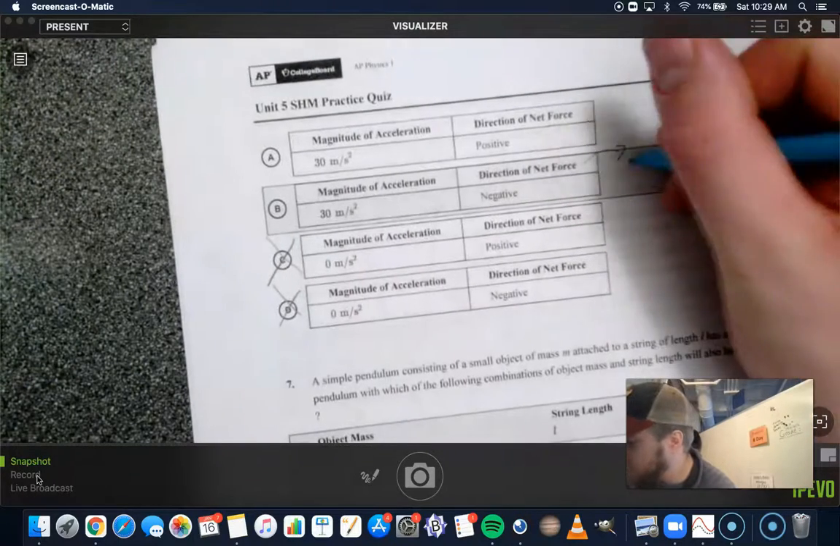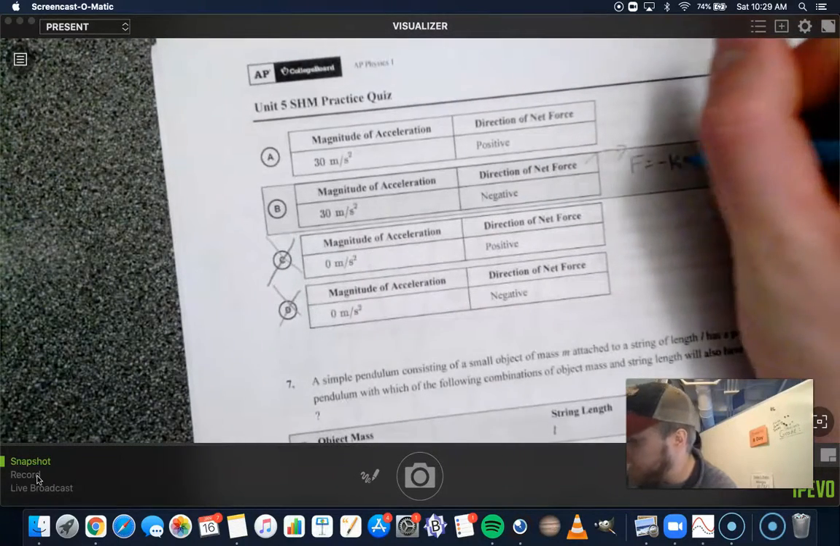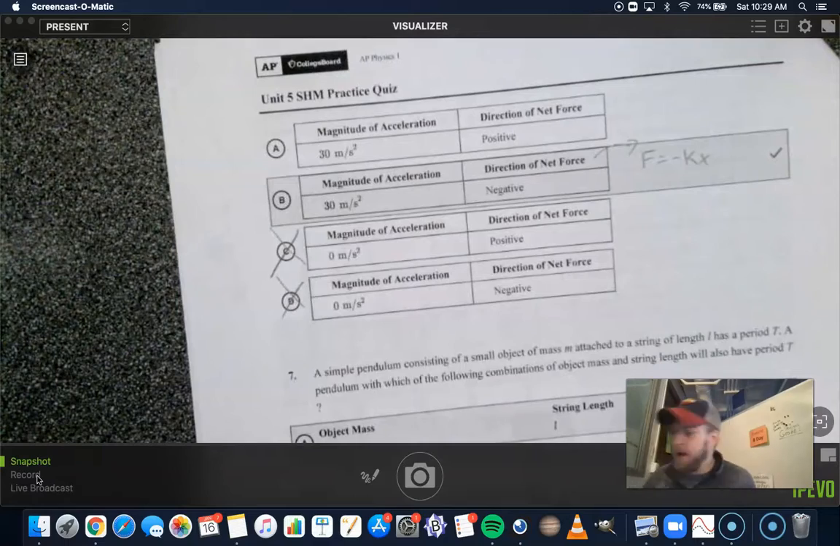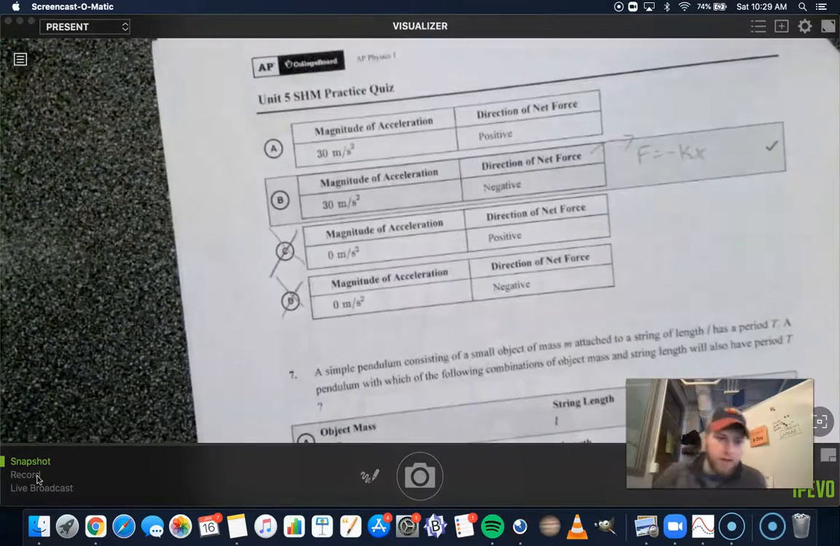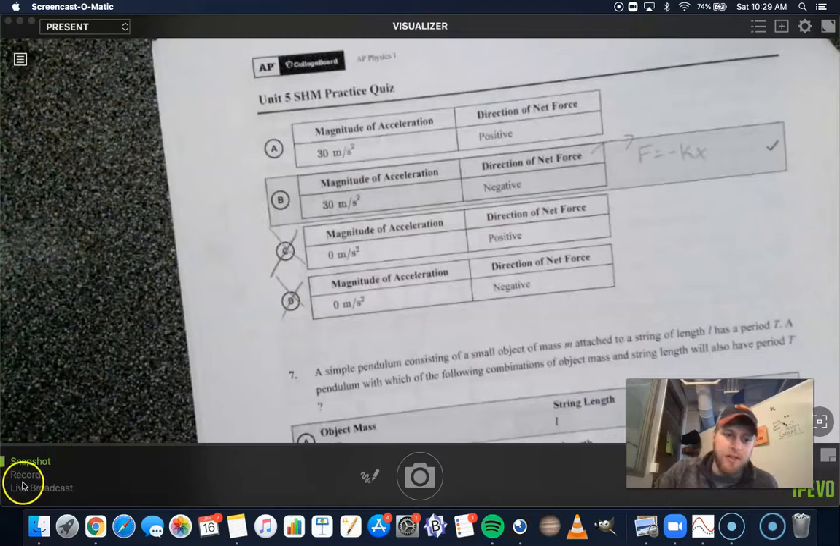This thing here, again, you can think Hooke's law, the real thing, F equals minus kx. Since we have a positive displacement, the overall net force is going to be negative. That's it for number 6, folks. Not too bad.